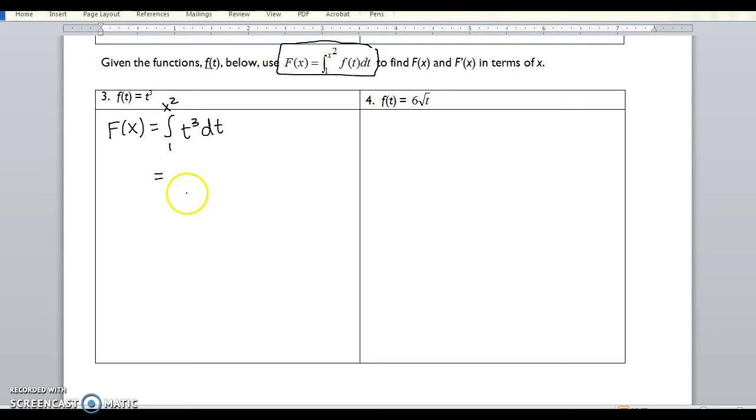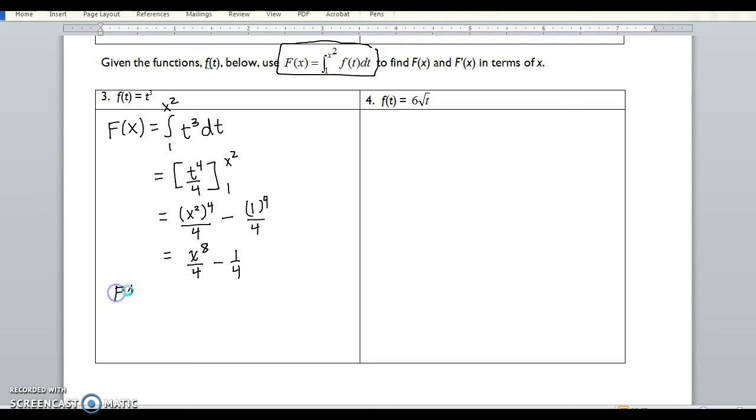So we'll go ahead and take the antiderivative. The antiderivative of t cubed is t to the 4th over 4, or 1/4 t to the 4th. We're evaluating from 1 to x squared. And then if we plug this in, we have x squared to the 4th divided by 4 minus 1 to the 4th divided by 4. So that gives us x to the 8th divided by 4 minus 1/4.